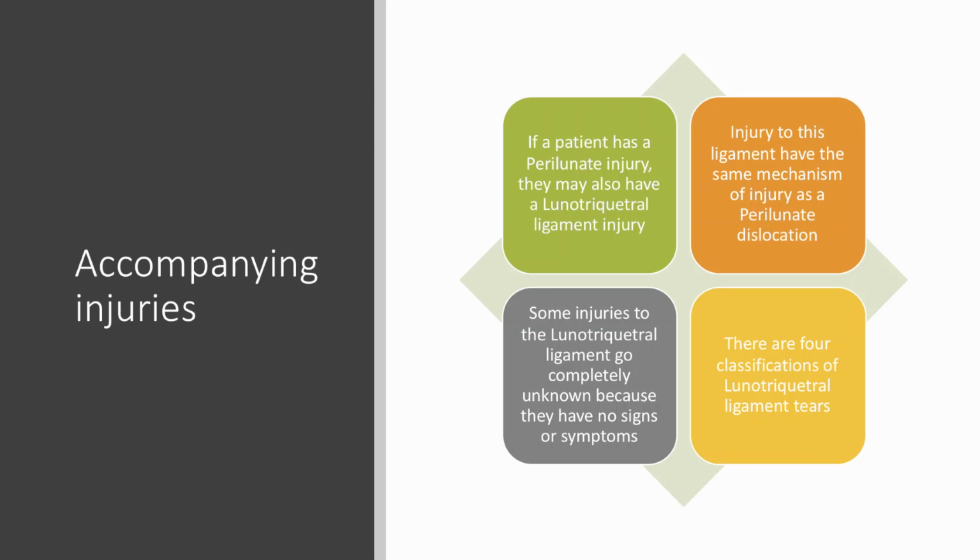Accompanying injuries. If a patient has a paralunate injury, they may also have a lunotriquetral ligament injury, and this is because this ligament has the same mechanism of injury as the paralunate dislocations. However, some injuries to the lunotriquetral ligament go unrecognized because it has no signs and symptoms. However, there are 4 classifications of lunotriquetral ligament tears.